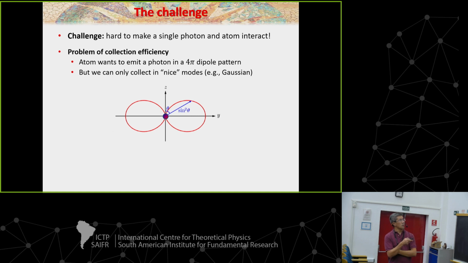So what we can really only do is collect light into nice modes. In the lab, for example, we know how to generate focused Gaussian beams and collect light into Gaussian modes. And then the collection efficiency problem is simply the fact that a Gaussian mode and this 4 pi dipole radiation pattern are not the same. You don't get a unit overlap between those two modes.